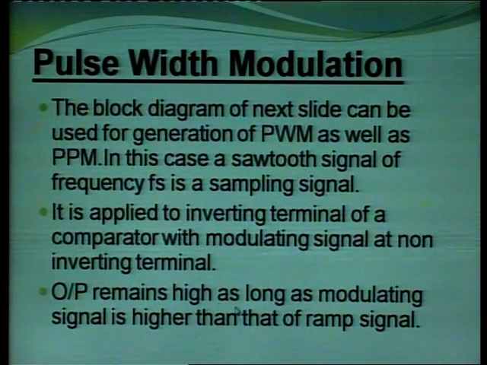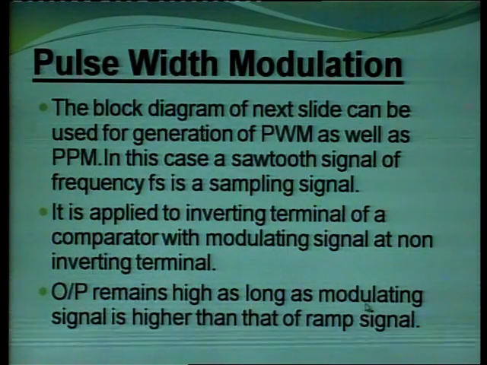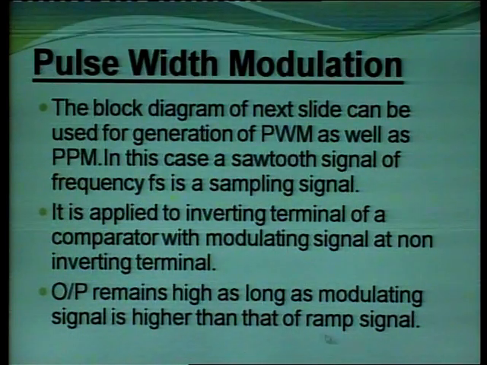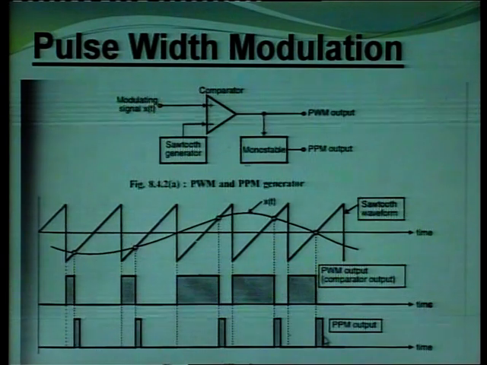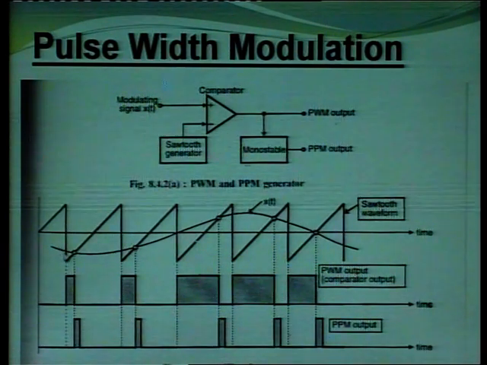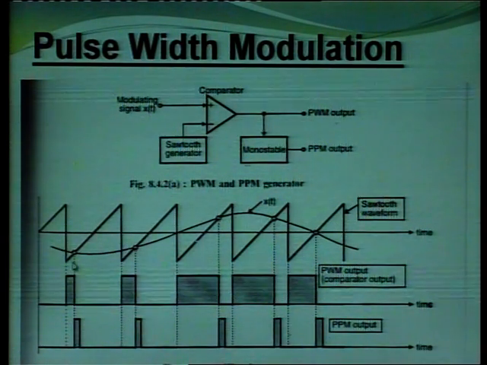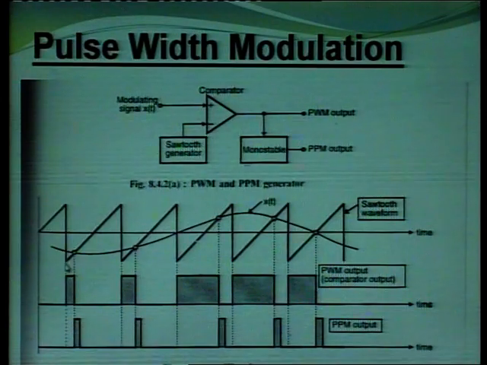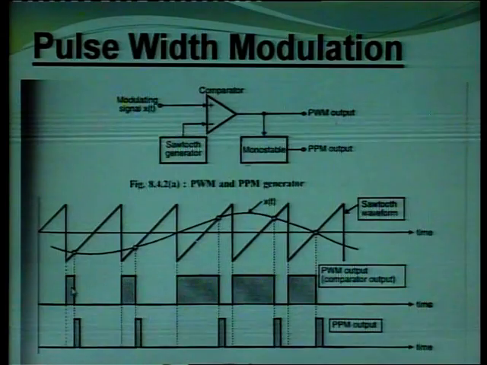Output remains high as long as the modulating signal is higher than that of the sawtooth signal. So, whenever the modulating signal, here in this waveform, is higher than this sawtooth signal, we get a high output.